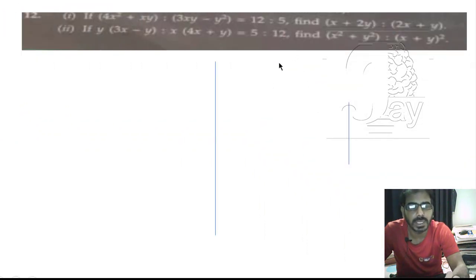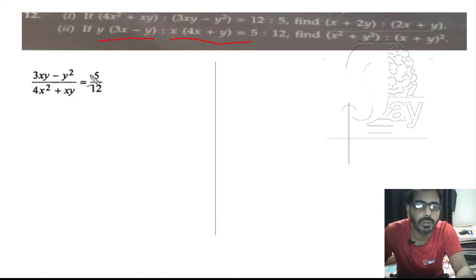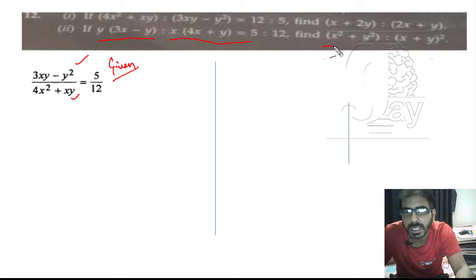Let us see one more question from this exercise in this part of the video. Now if you see the question, when we write it, we open the bracket. If we multiply y with this term 3x minus y, we get 3xy minus y square, and if we multiply x with this 4x plus y, we get 4x square plus xy. So that is 5 is to 12. Now this is the given part, and you have to find the value of x square plus y square is to x plus y whole square.